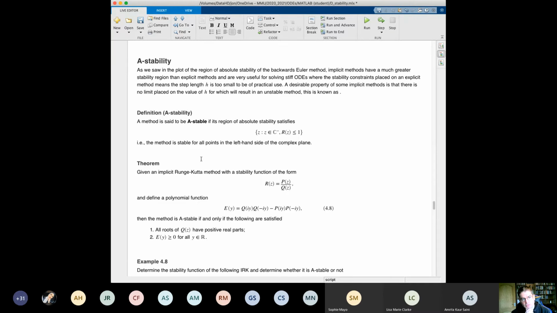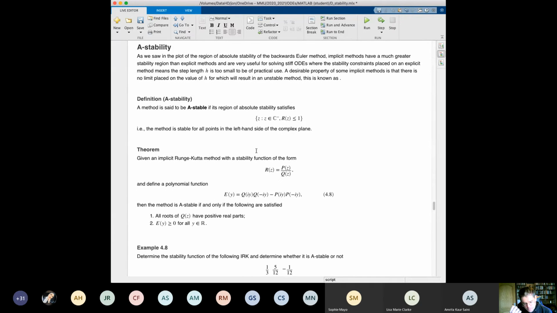The definition of A-stability is that a method is said to be A-stable if its region of absolute stability satisfies this. That means for all z in the left-hand complex plane, where it has negative real parts, so anything to the left of the origin, the value of our stability function is less than or equal to 1.